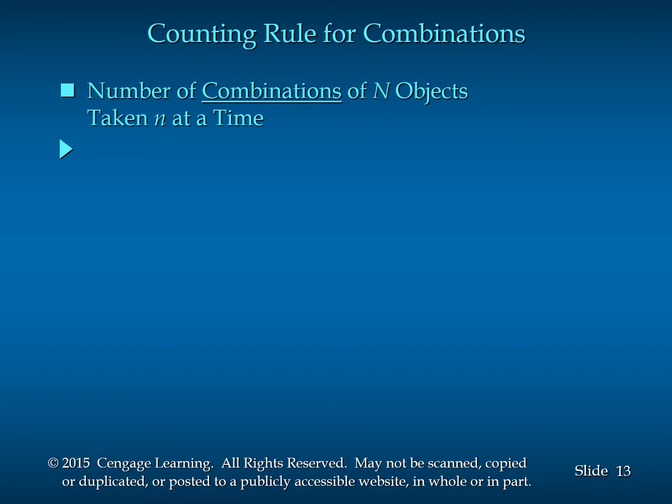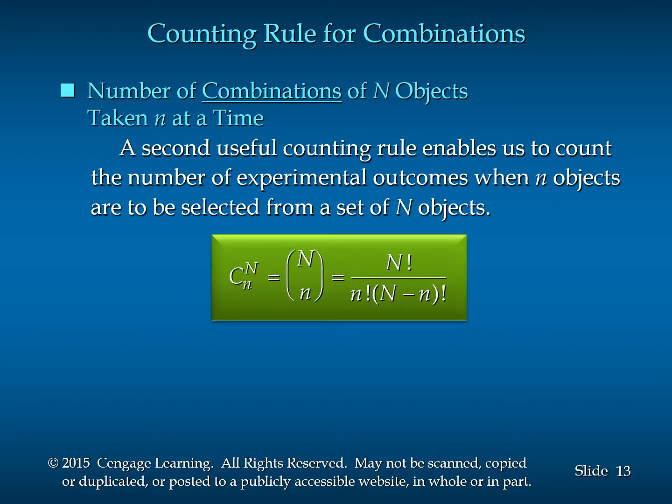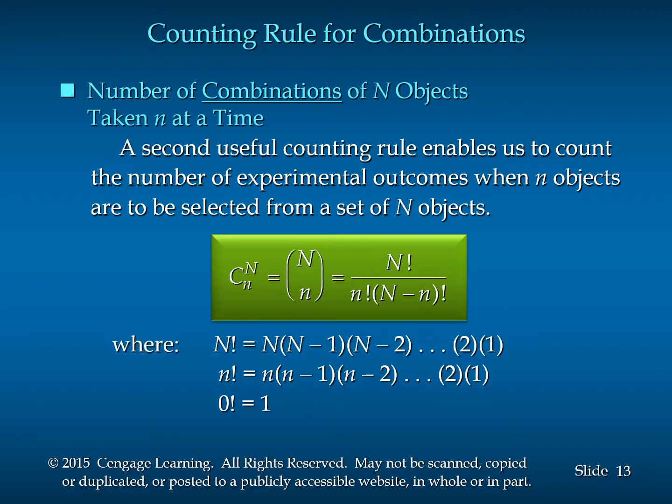There are 2 counting rules that become the basis for some statistical calculations. The first is the rule for combinations. We can calculate the number of possible outcomes when we take small n objects out of a total of capital N objects. The formula indicated here uses a mathematical function called the factorial, designated by the exclamation point.